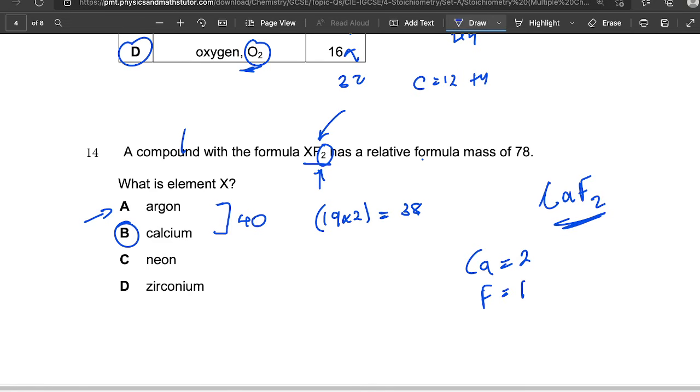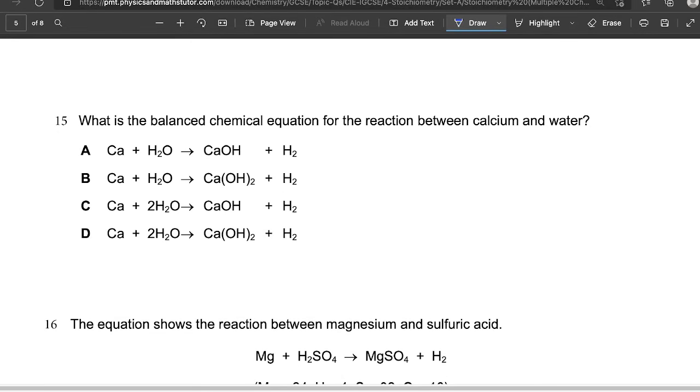That was a close one, because argon has an RAM of 40. See, this is a small tricky question. They're very easy, but sometimes they can really trick you here. So argon has an RAM of 40, but because it does not have a valency of 2, that is wrong. Move on to the next question.